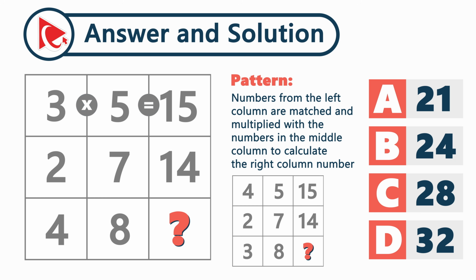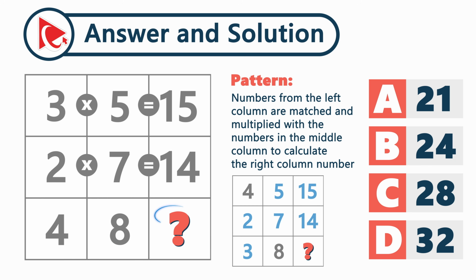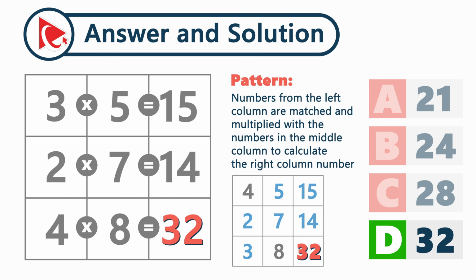Let's confirm our hypothesis with other examples. Let's move to number 2. 2 multiplied by 7 equals 14. If you've noticed, we've used almost all the numbers 3, 2, 7, 5, 15, and 14. So now it's the time to calculate the magic number. 4 multiplied by 8 equals 32. So the correct answer here is choice D, 32.